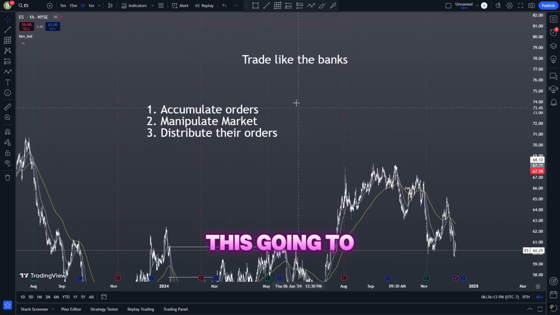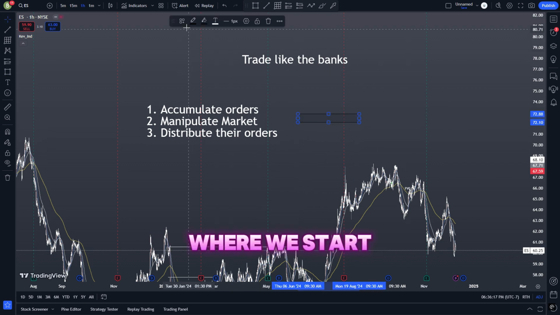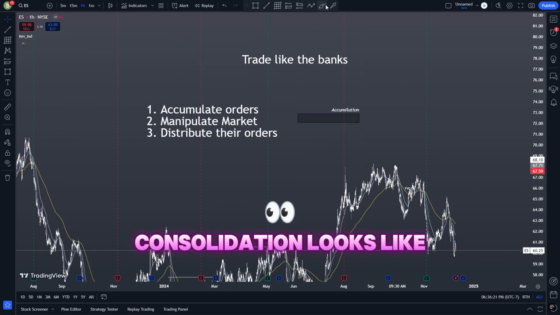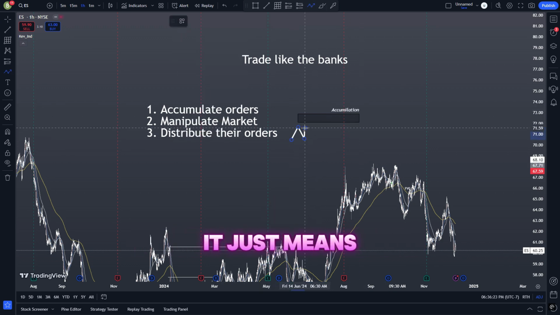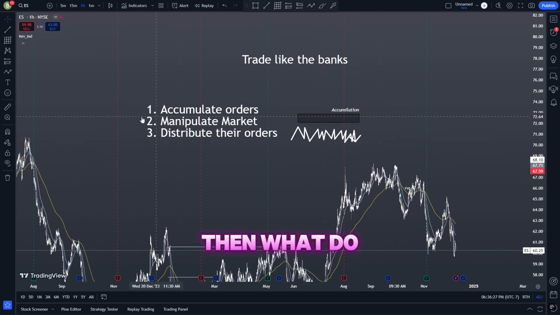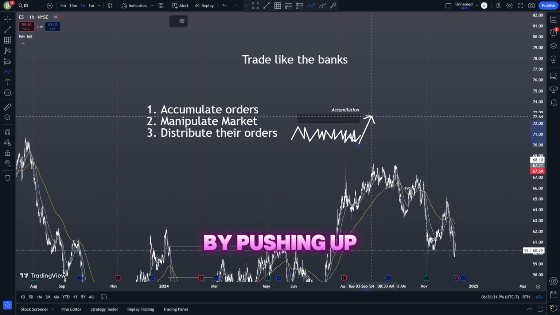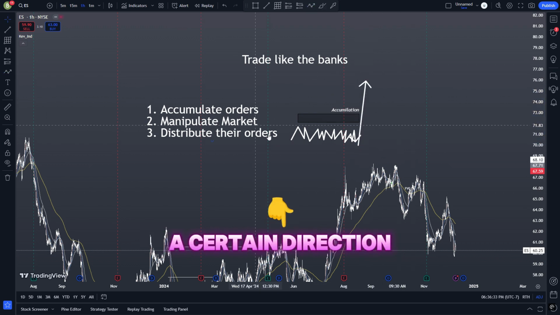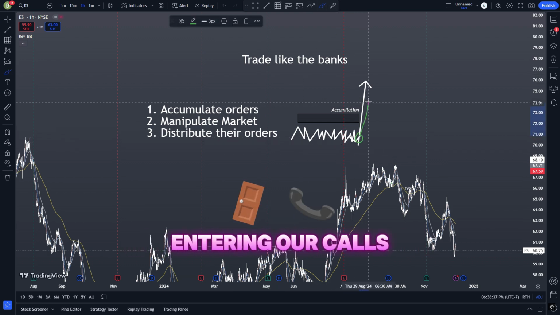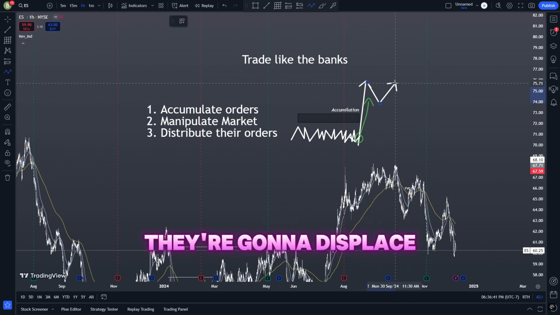So, what is this going to look like? This will look like an accumulation area where we start to consolidate. Everyone knows what consolidation looks like. If you've watched the past videos, it just means that we're staying within a zone and ranging between it. Then what do we do? We manipulate market by pushing up a certain direction, making everybody believe, hey guys, we're entering our calls now, start pumping in your money, and then afterwards they're going to displace.